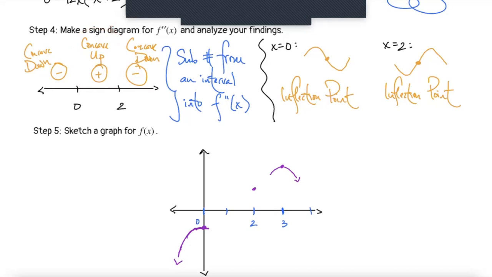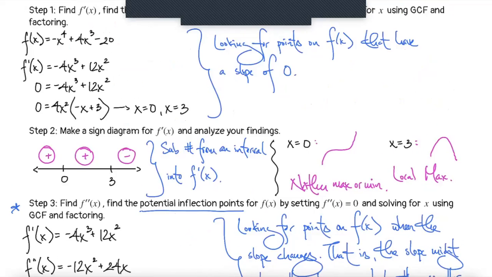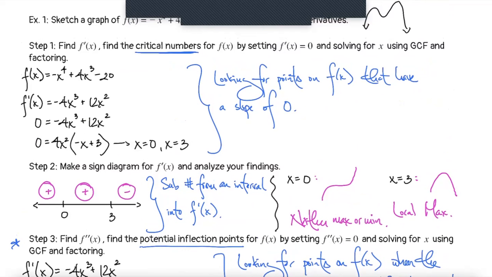In our first derivative, didn't we also find that x equals 1 has a slope of 0? No, that was in the very first problem. Our critical points here were 0 and 3.